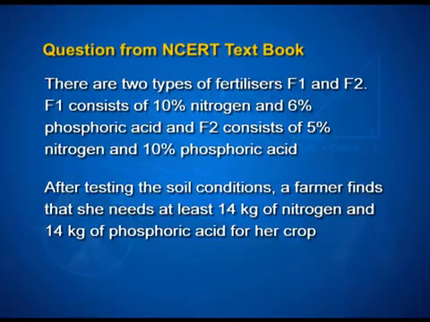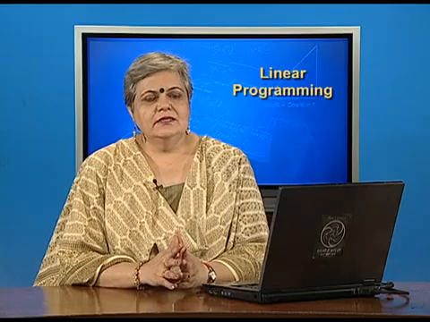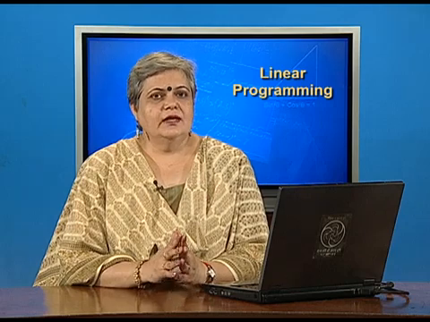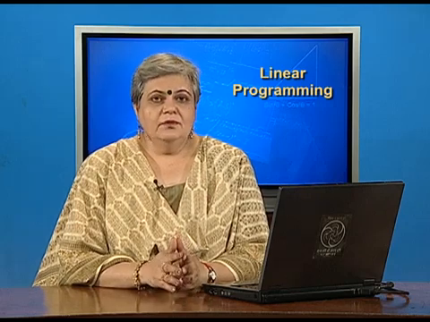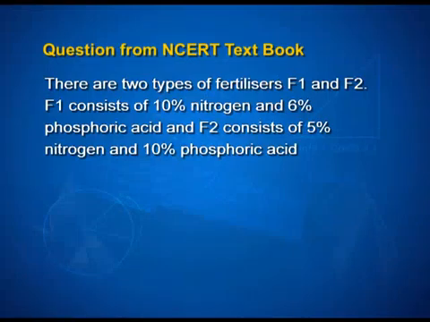Here is our next question, and again, if you have your NCERT book, then let us open that to page 520 and see what we have to begin with. Let us read this and then translate it into an LPP. The problem states there are two types of fertilizers, F1 and F2. F1 consists of 10% nitrogen and 6% phosphoric acid, and F2 consists of 5% nitrogen and 10% phosphoric acid.